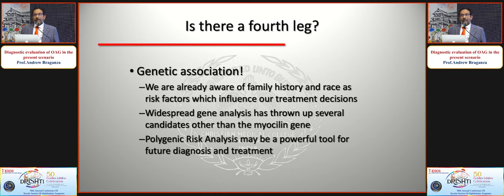Is there a fourth leg? That's the big question. There are many candidates, but to my mind, the best candidate is a genetic association. There's a huge amount of work going on in genes, and we are already aware of family history, race, all these as risk factors. Gene analysis is now widespread, and several new genes have been identified. Polygenic risk analysis may be of use in diagnosis. It is definitely of use in making treatment decisions. And I'm hopeful that we will be able to look for expressions of genetic anomalies, which will give us diagnosis.